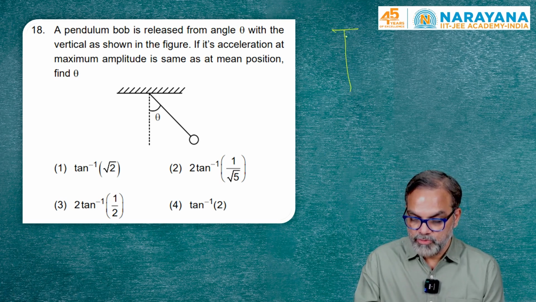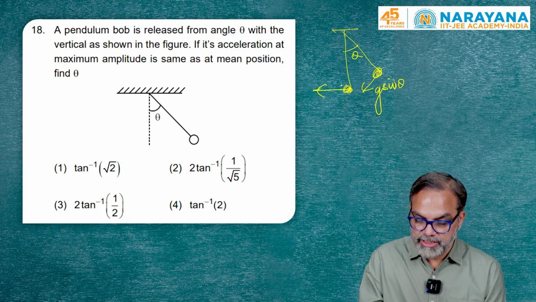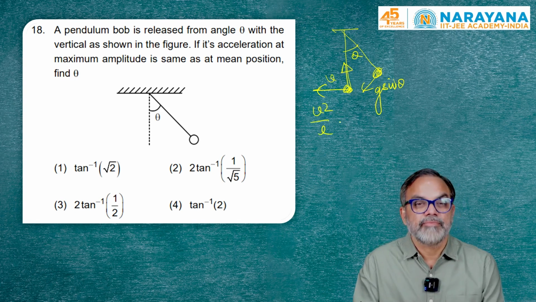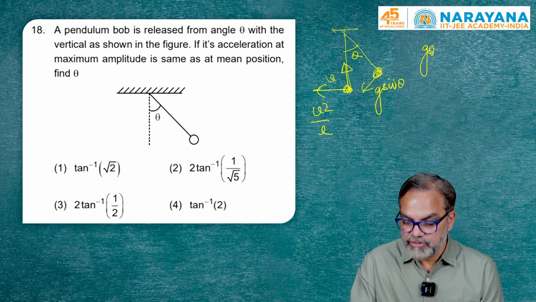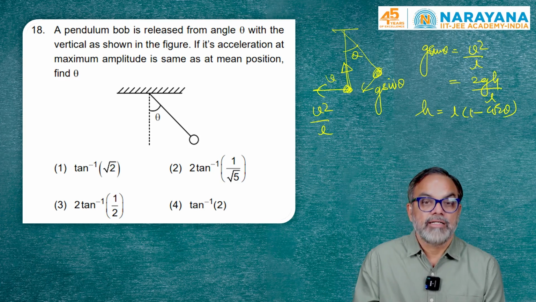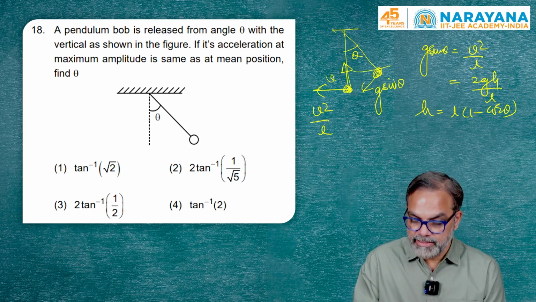Dear students, you see that at the extreme position, it will have tangential acceleration only, and that will be g sine theta. And when it is at lowest position, it will have some velocity and it will have centripetal acceleration, which will be v square by L. So as per this question, we are looking for the situation g sine theta is equal to v square by L. And this v square will be equal to 2gh, and this h will be L times (1 minus cos theta). Right, students? So you can see that this is h.